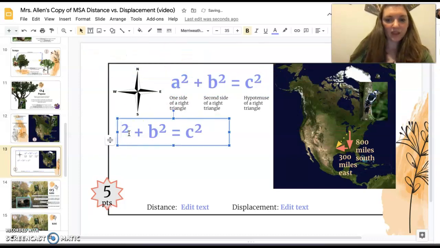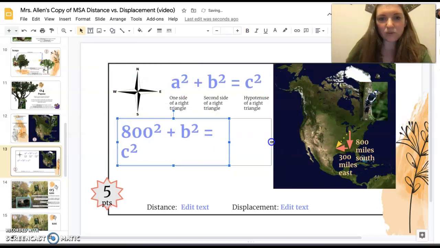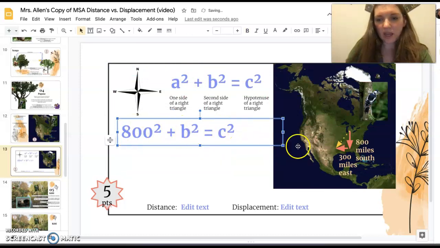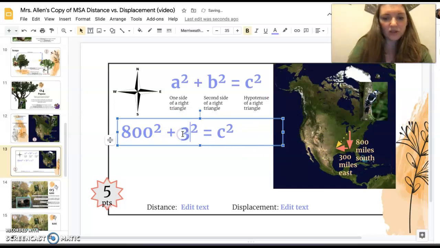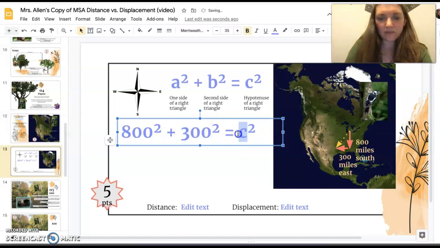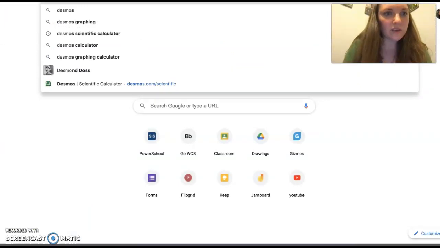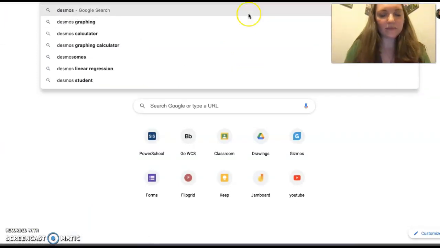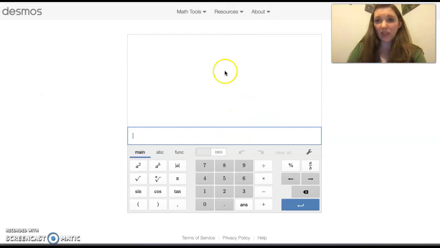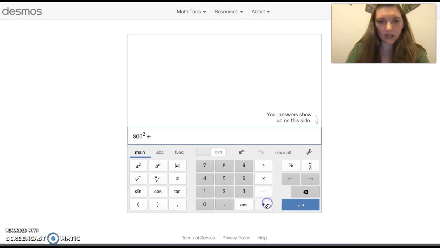So the Pythagorean theorem says a squared plus b squared equals c squared. So 800 is one side, 300 is another side. And then to find this number, I'm actually going to go to desmos.com scientific. Yep, that's the one. And Desmos is just like a good general online calculator. You can use it for anything. Super helpful. So 800 squared plus 300 squared.